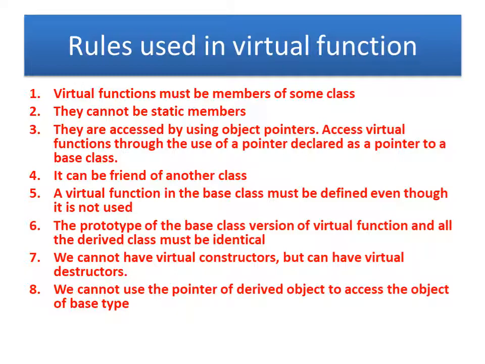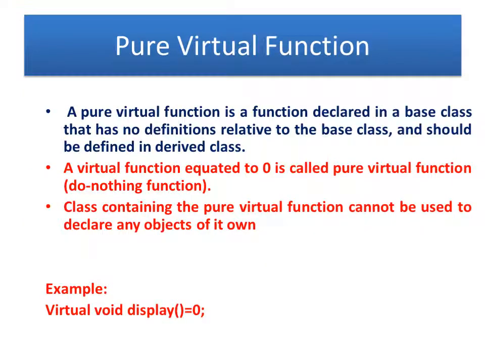We have seen this in simple examples. Also in that we have the same prototype, right? Same function name without passing any arguments into it. Again, we cannot have virtual constructors, but we can have virtual destructors. We cannot use a pointer of a derived object to access an object of base type. See here in this example, we created a base pointer for the base class, and using that we are able to access the derived class object, isn't it? But the vice versa is not possible. So these are the various rules you have to remember when we are implementing virtual functions within the program.